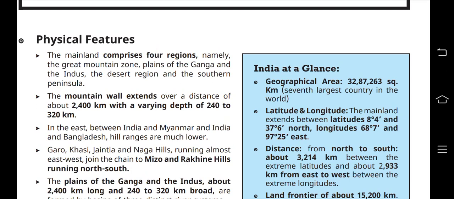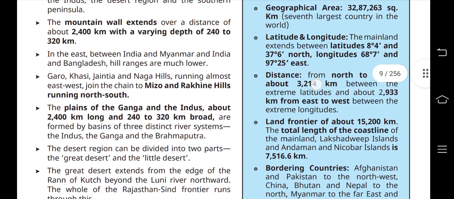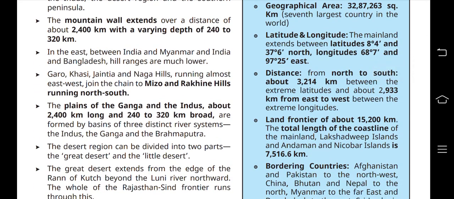The mountain wall extends over the distance of about 2,400 kilometers with the varying depth of 240 to 320 kilometers. In the east, between India and Myanmar and India and Bangladesh, hill ranges are much lower. Garo, Khasi, Jayanti and Naga hills, running almost east-west, join the chains to Mizo and Rakhine hills, running north-south. The plains of the Ganges and the Indus, about 2,400 km long and 240 to 320 km broad, are formed by basins of the 3 distinct river systems, the Indus, the Ganga and the Brahmaputra.